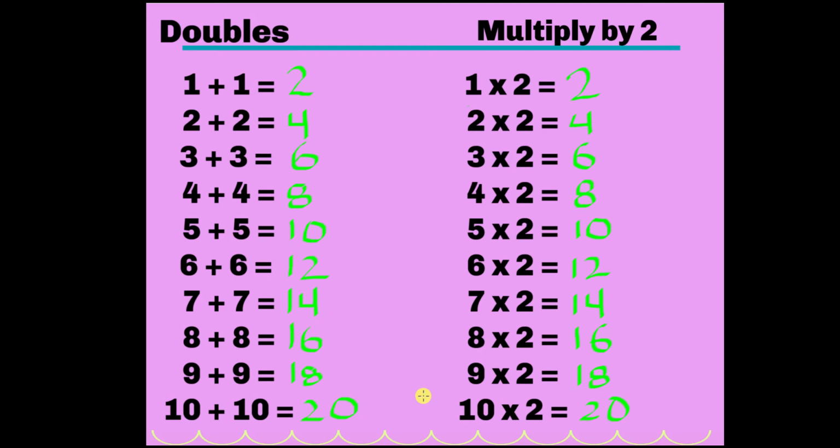You can do this all the way up past 10 with doubling. It gets a little bit trickier after 10. But for right now, I'm just showing you how to multiply by 2 up to 10, and that is doubling the number.